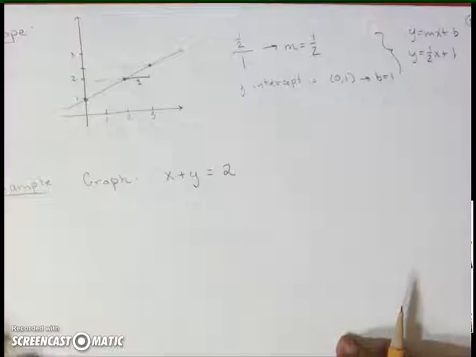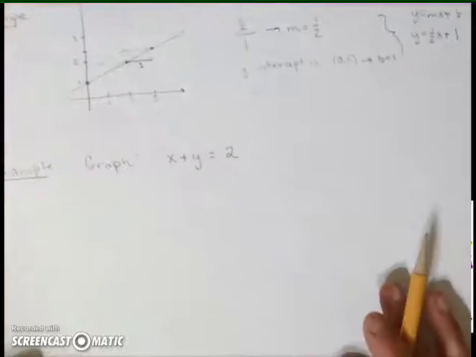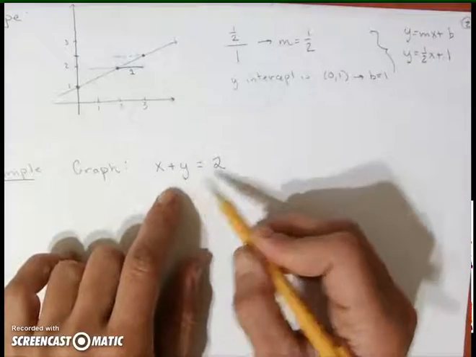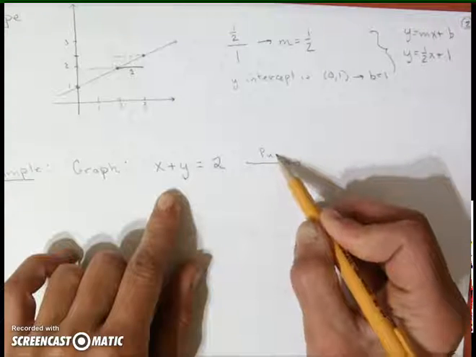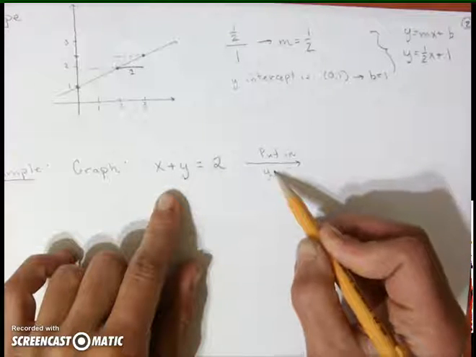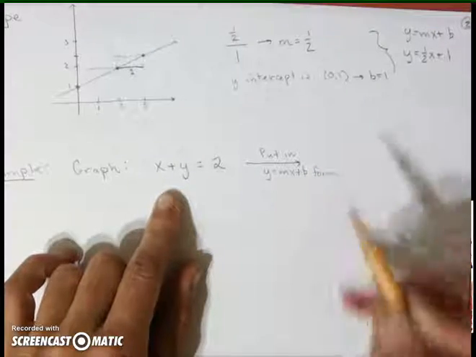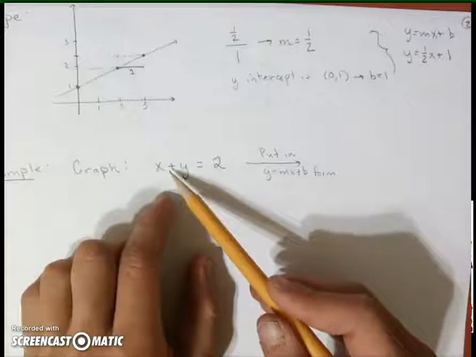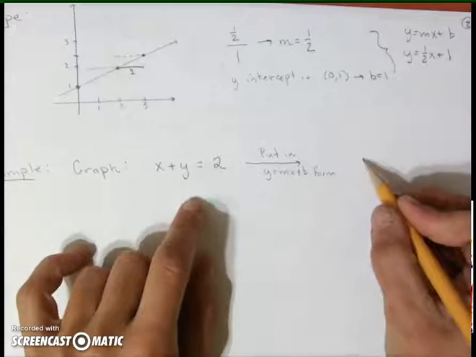Now let's do an example where we go the other way. We're given the equation and we want to come up with a graph. So the first thing I need to do is I need to put this in y equals mx plus b form, because that will make it easier for me to graph. So the only thing I need to do to put it in this form is to bring the x over to the other side of the equation.